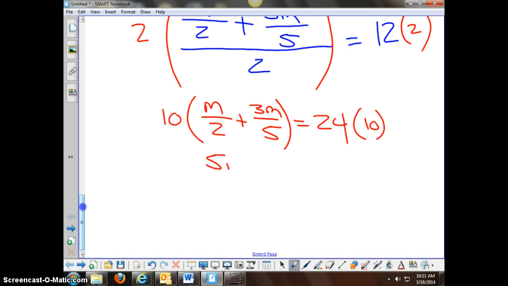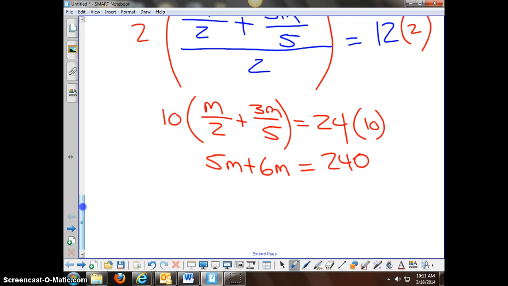5m plus 60m divided by 5. Is it 6m? 6m, yeah. 6m, okay. 30m divided by 5, sorry. 40 equals 240. Does this look better, guys? Mhm. Okay, so we've got 5m plus 6m equals 240.